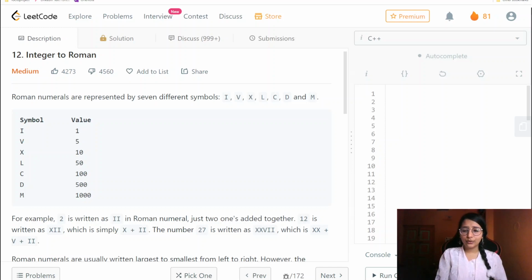So today we are going to do the Leetcode daily challenge, Integer to Roman. As the question name says, we are given an integer value, and we are required to convert that integer value into a Roman numeral. So that's the thing which we are required to do.